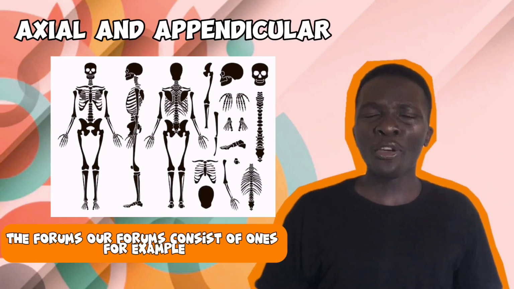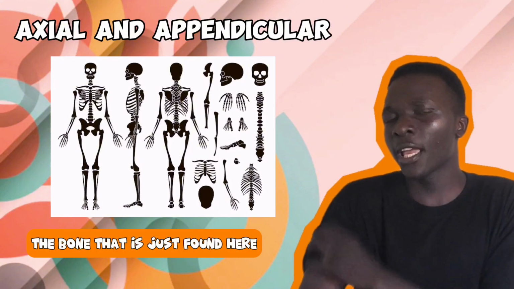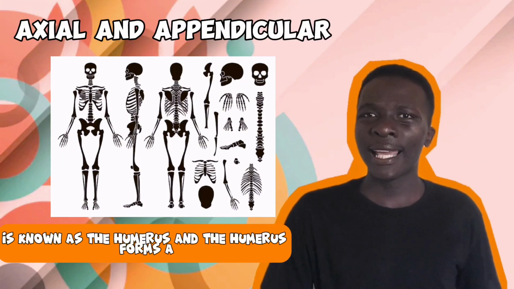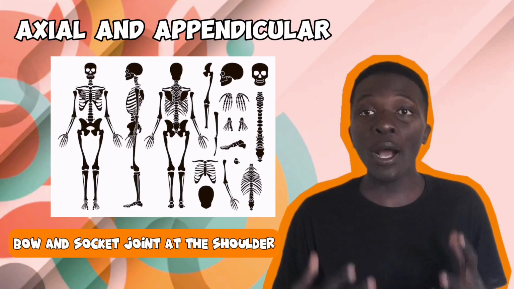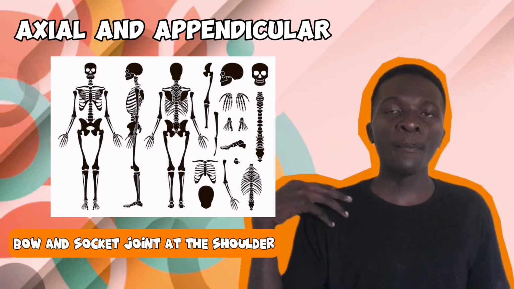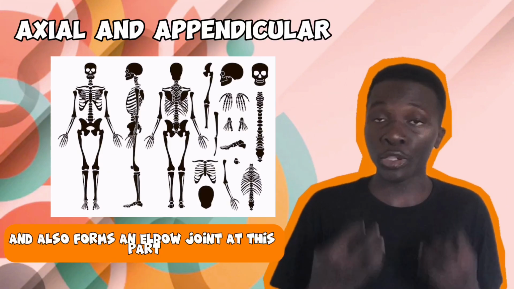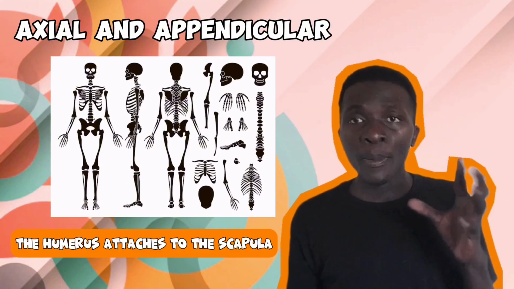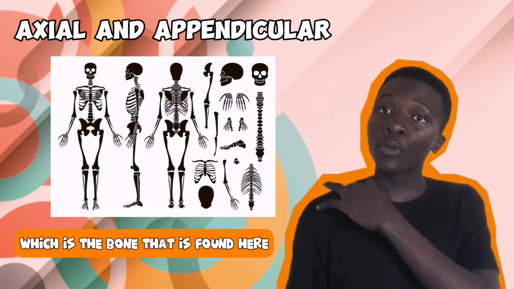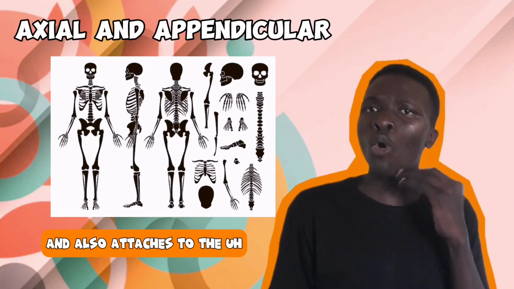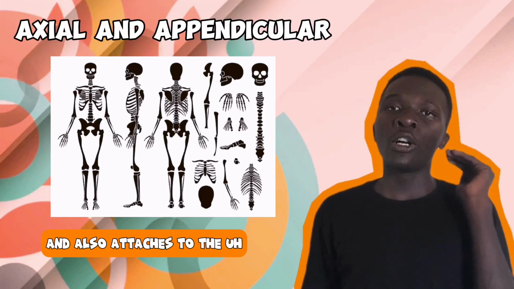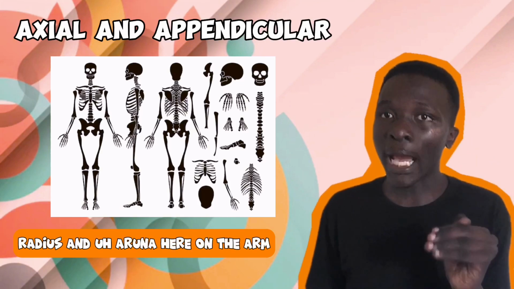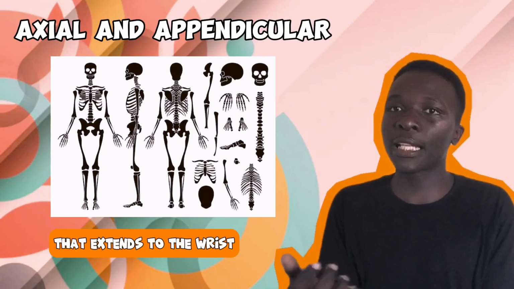For example, the bone that is just found here is known as the humerus. And the humerus forms a ball and socket joint at the shoulder and also forms an elbow joint at this part. The humerus attaches to the scapula, which is the bone that is found here, and also attaches to the radius and ulna here on the arm that extends to the wrist.